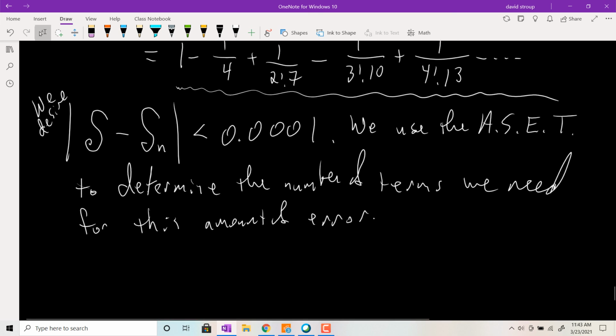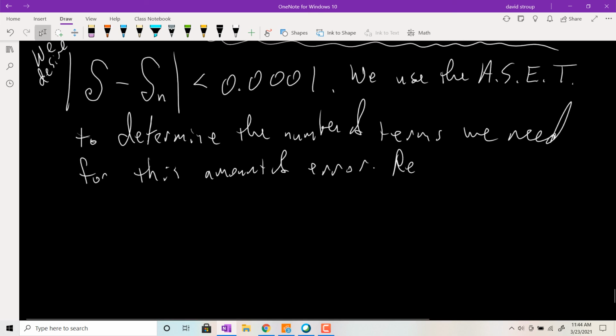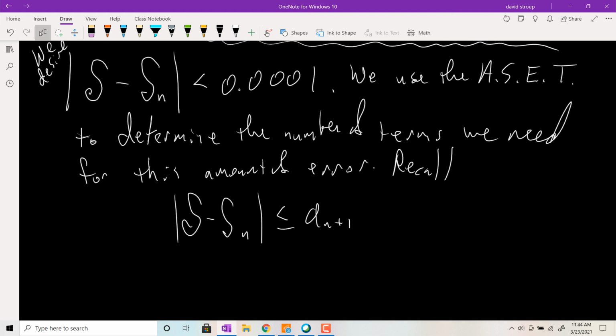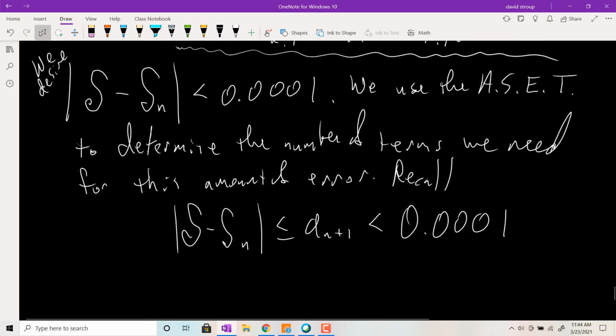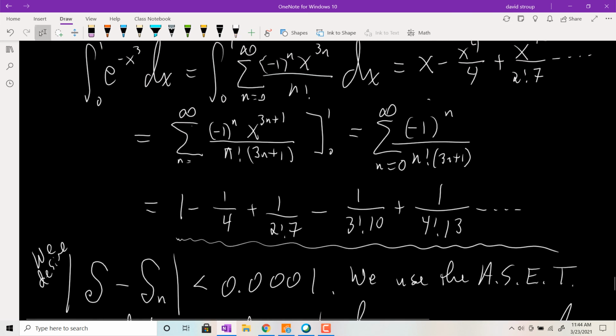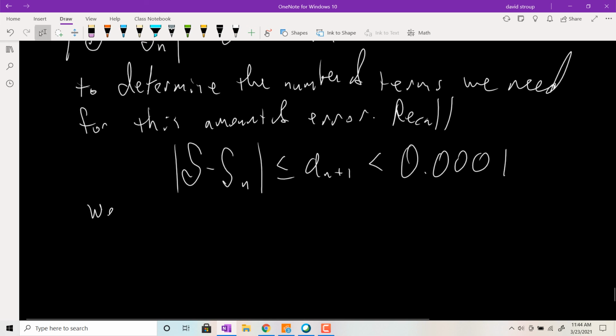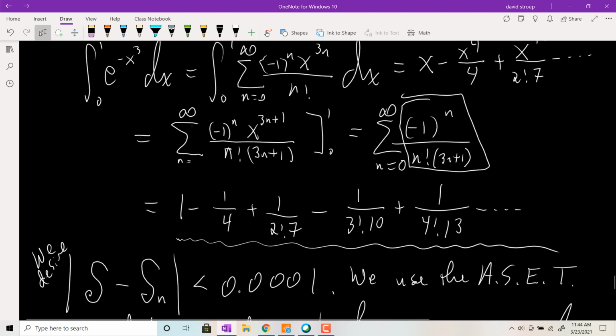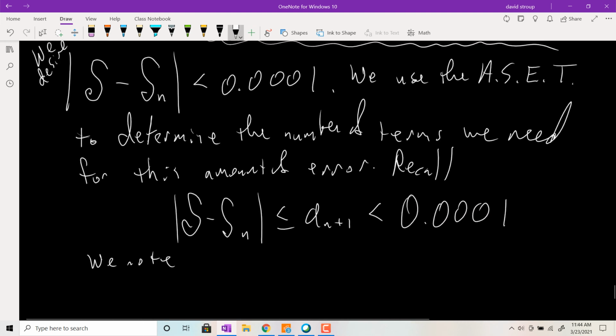Okay, so recall what that was. It's |s − s_n| ≤ a_{n+1}, and we want that to be less than 0.0001. The formula for a_n is right here. This is (−1)^n times a_n, right? So the formula for a_n is 1 over n factorial times (3n + 1).